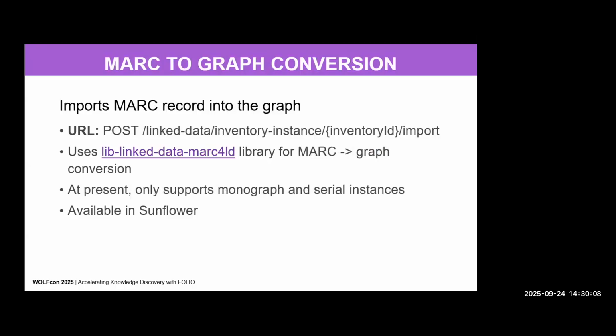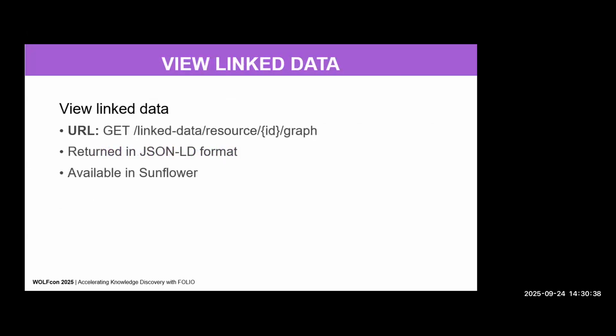So the next one is what imports a MARC record into the graph. And so this does transformation on the fly. You import it into the graph, and then you have your linked data resources. And this one's also available in Sunflower. I'll note that this only supports monograph and serial instances for now, but we'll be expanding to other formats. And the editor itself you can use with monographs, rare books, and serials, and will also be extended to other formats.